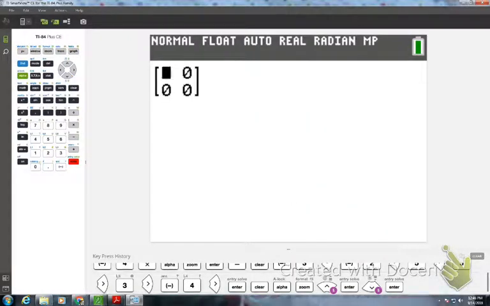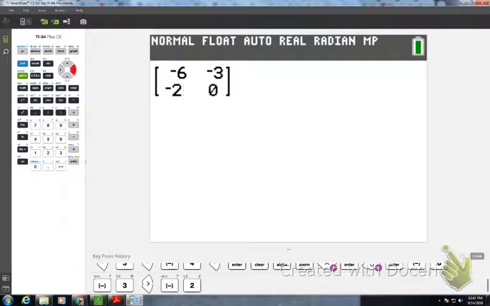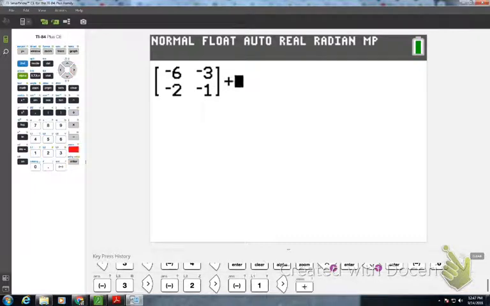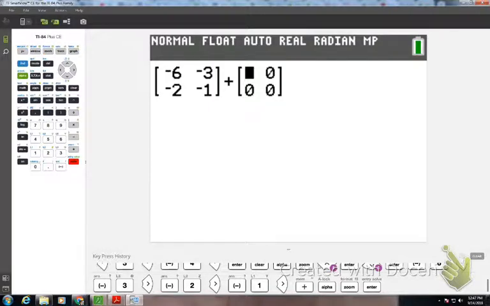And then enter that first matrix, which is -6, -3, -2, and -1. And then we're going to press plus. Into the next matrix, alpha zoom. It's also a 2 by 2 matrix. The elements for that matrix is 0, 0, 0, 3.